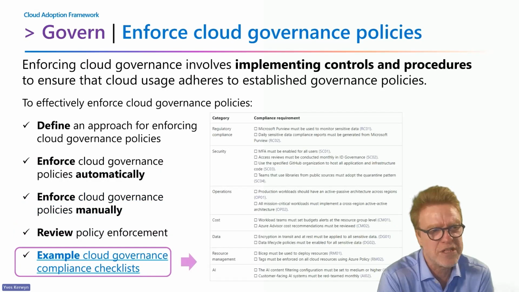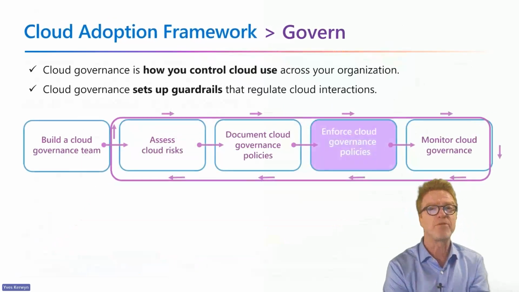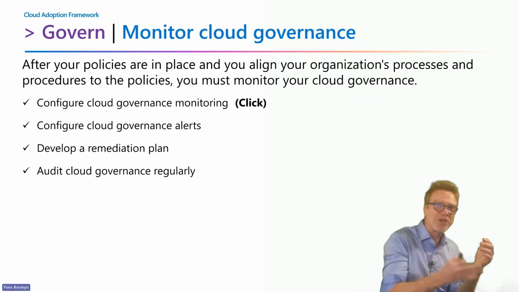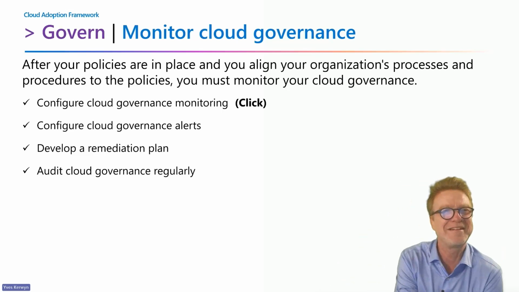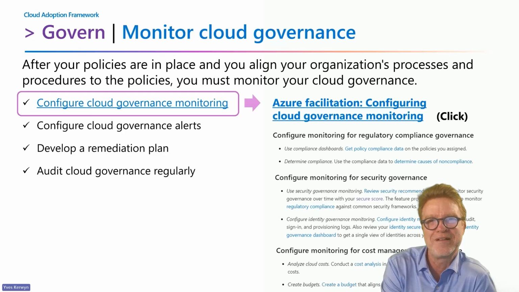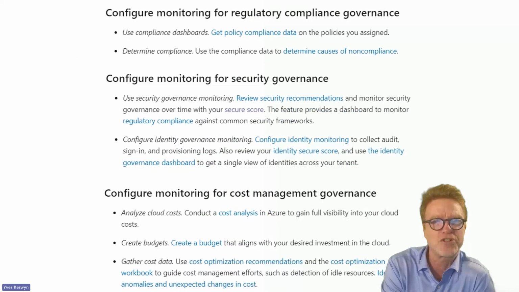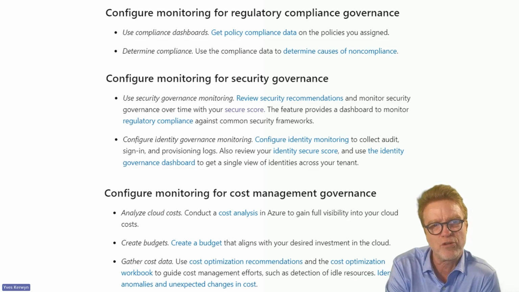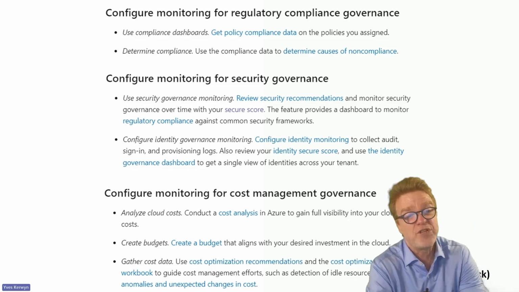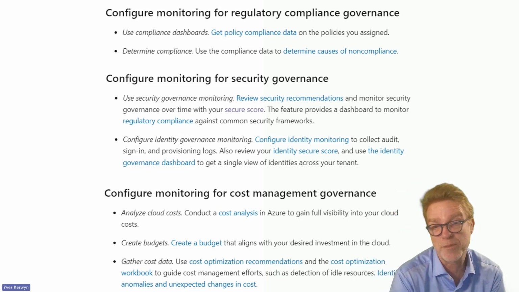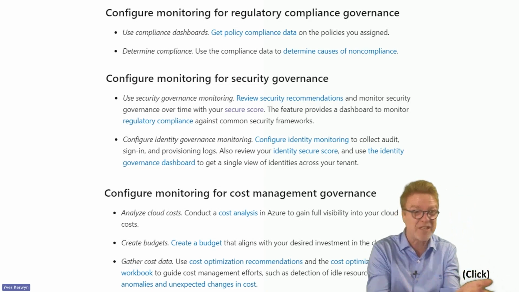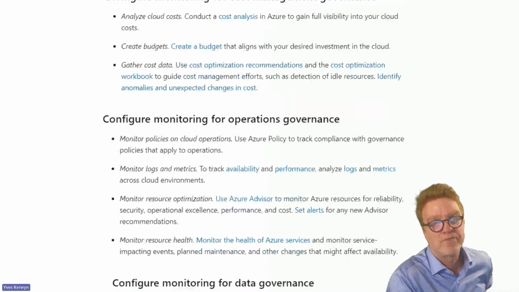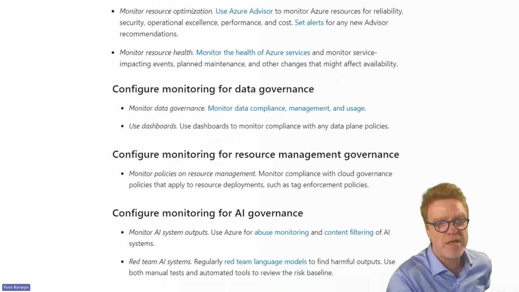Review enforcement, that I already checked by discussing them. And again, Microsoft provides us examples. You can check them yourselves. The monitoring of the cloud governance, that's actually the lifecycle management, and there also Microsoft provides us a lot of resources. I'm not going to discuss it. And for instance, the last one, configure monitoring for cost management: analyze cost, conduct a cost analysis, create budgets, that's one of the Azure features, gather cost data, use the cost optimization recommendations. Microsoft provides us a lot of things and checklists, and what you see here are actually concrete resources for you to leverage. On all these topics, there are many things to leverage.